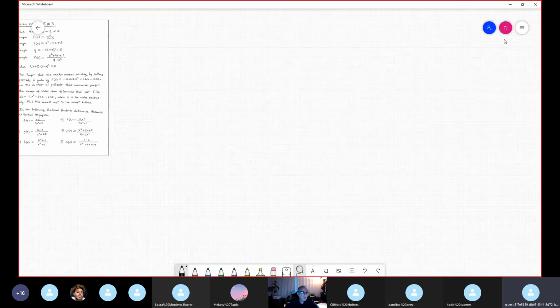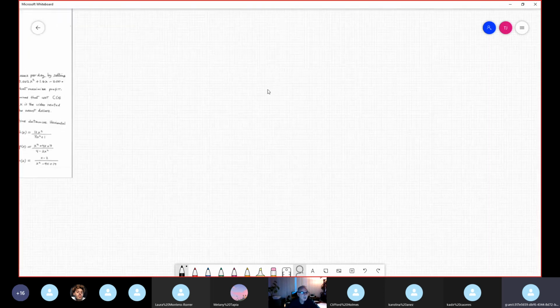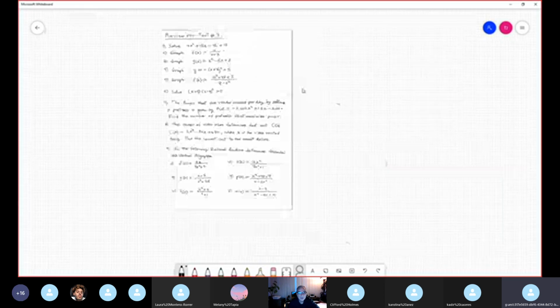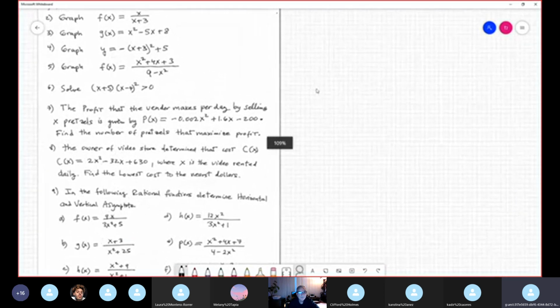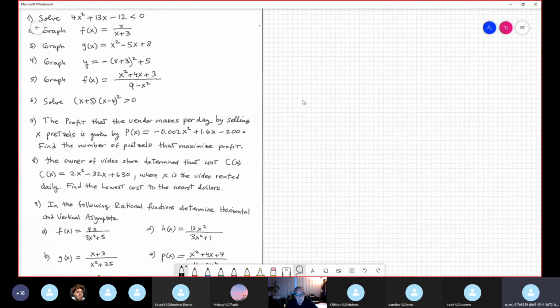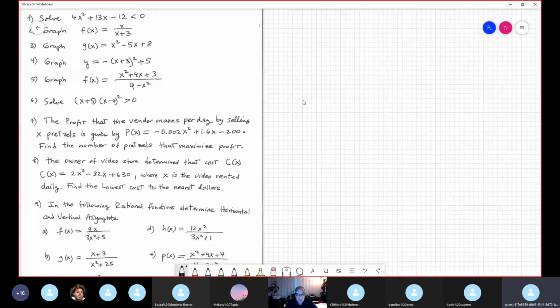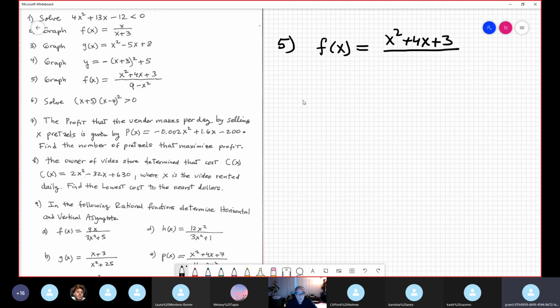Boom. Okay, next question is phi. Oh, yes, it's phi. And phi, again, is a rational function. Rational is the division of polynomials. The polynomial in the top is x squared plus 4x plus 3. The polynomial in the bottom is 9 minus x squared.